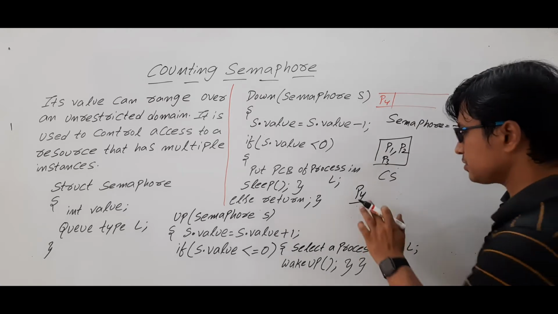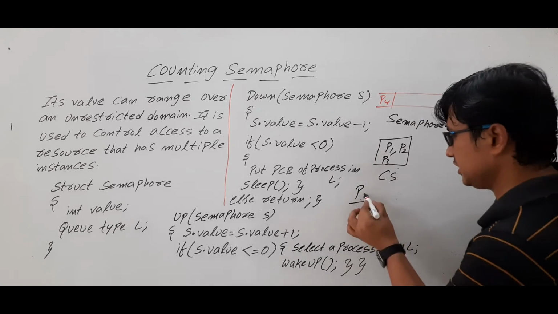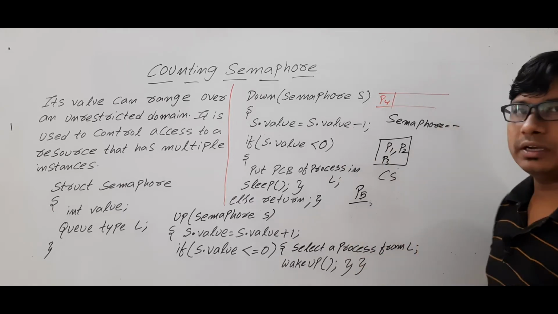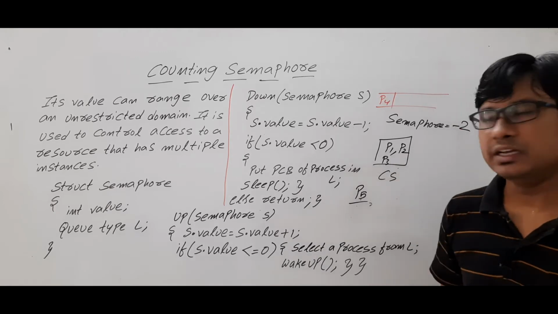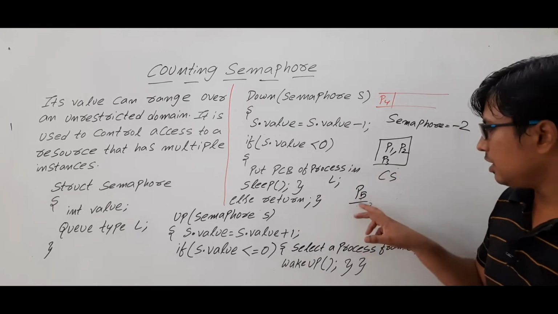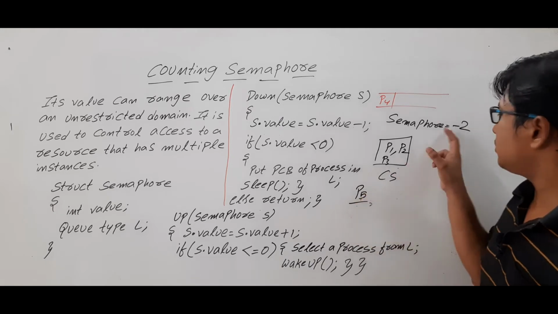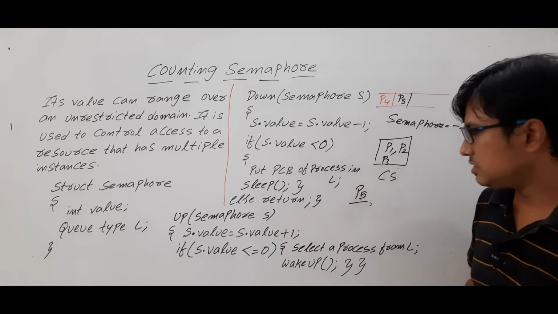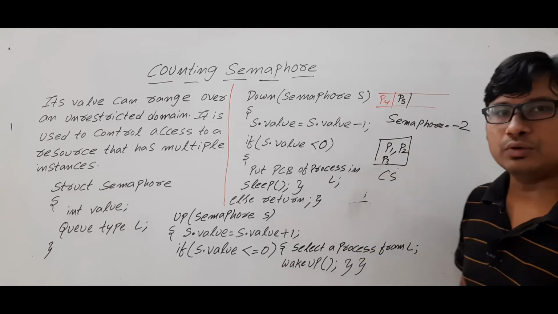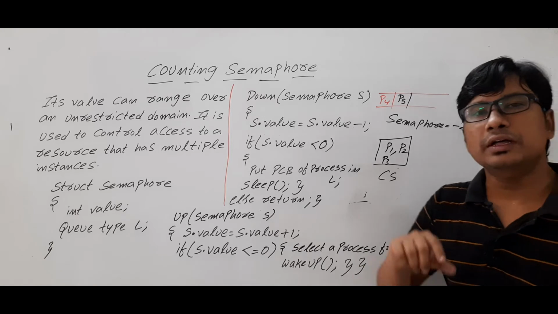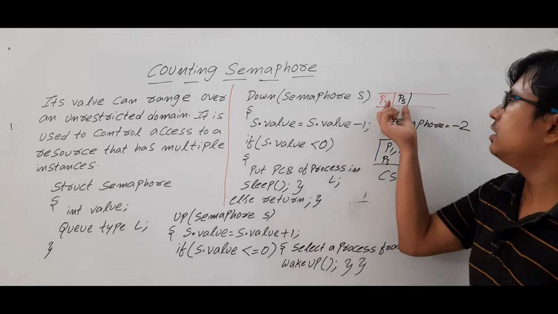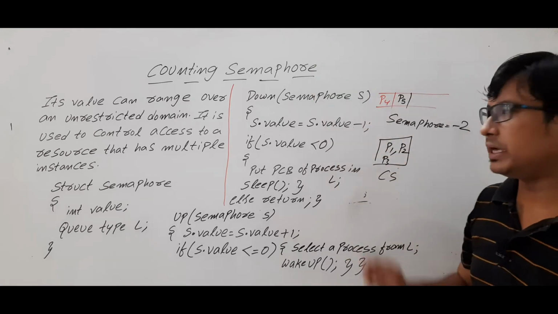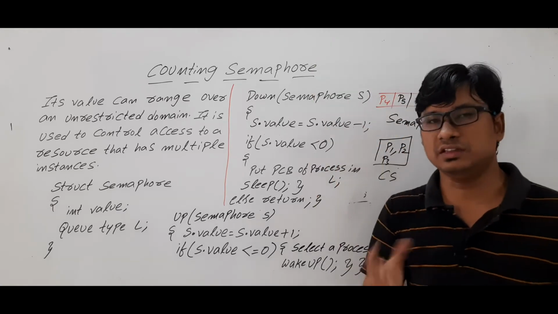Similarly, one more process, P5, wants to enter the critical section. First it will decrement the value and it will become minus 2. I hope it is visible for you. As the value is less than 0, process P5 will also go to the sleep state. Now look here. What is the counting semaphore value now? Minus 2. The negative number represents how many processes are in the sleep state. Since the semaphore value is minus 2, two processes are in the sleep state.